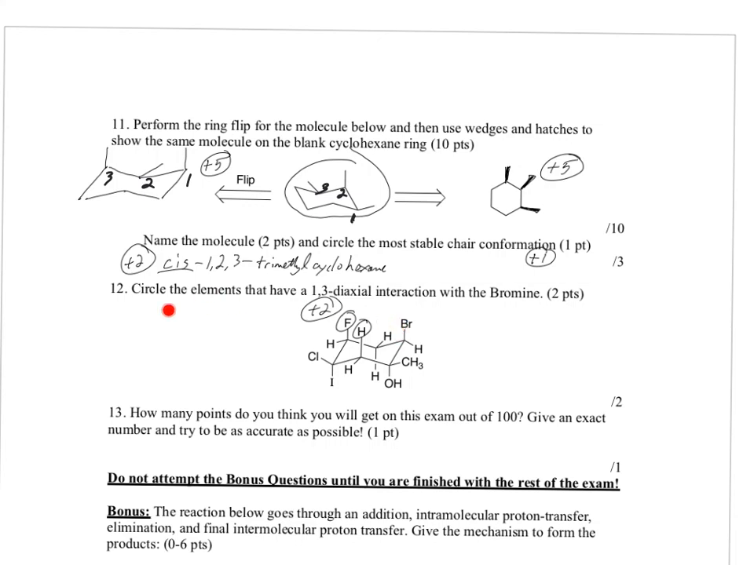Finally, for number 12, circle the elements that have 1,3-diaxial interactions. That's just a fancy way of saying, if you're looking at bromine, who else is axial on the same side? So I say this bromine is up. What else is axial up? The H and the fluorine.